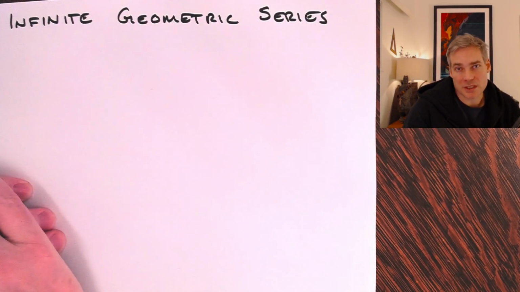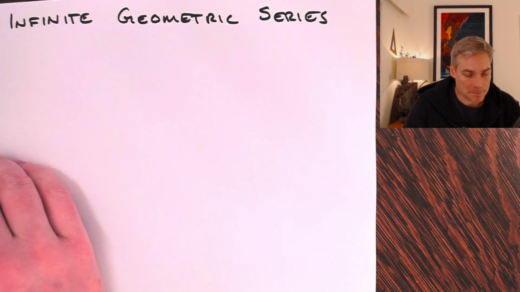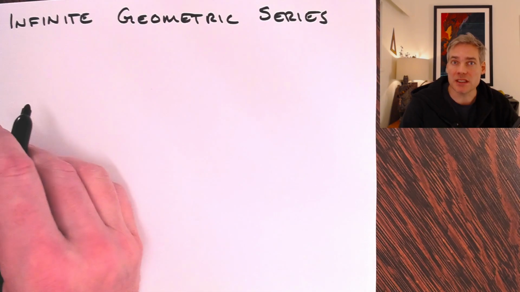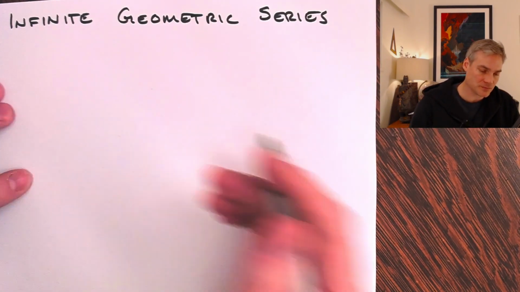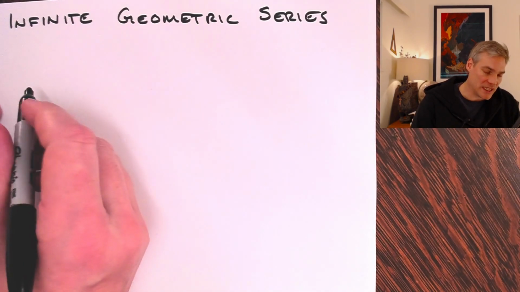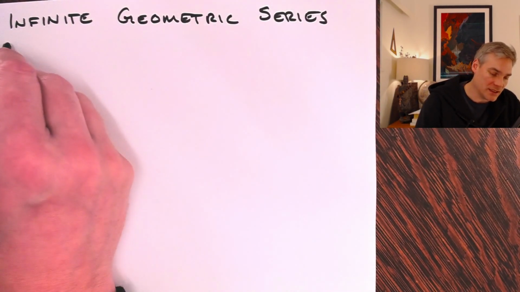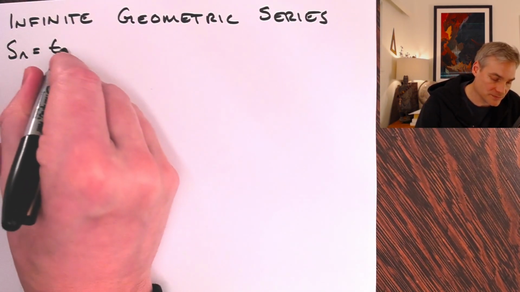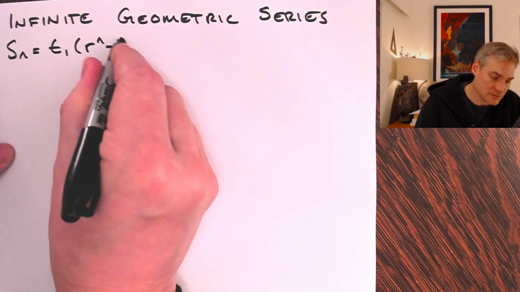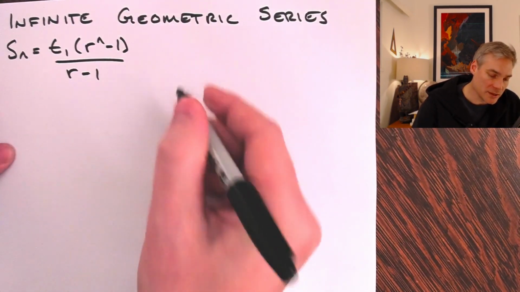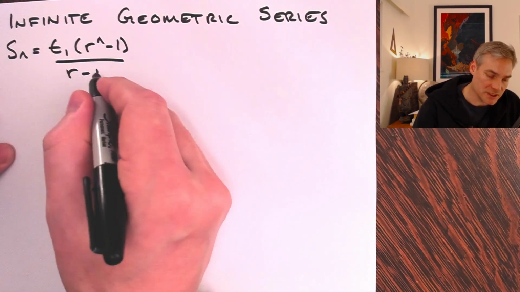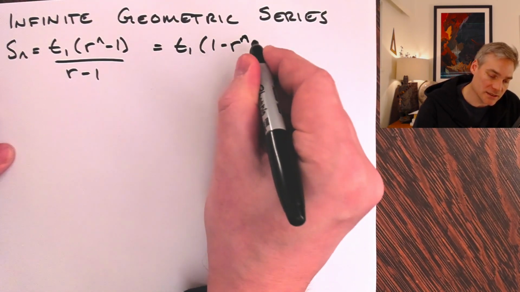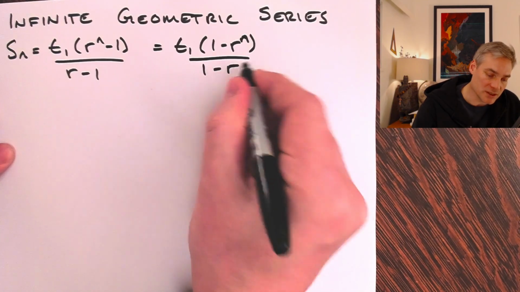Hey, so in this video, we're going to go over an infinite geometric series, what the equation is, how we derive the equation, and what it means when a series converges or diverges. So if we have this definition for the equation of a geometric series, I'm going to rewrite it and change the order of these two. So it's going to be t1 times 1 minus r to the n all over 1 minus r.